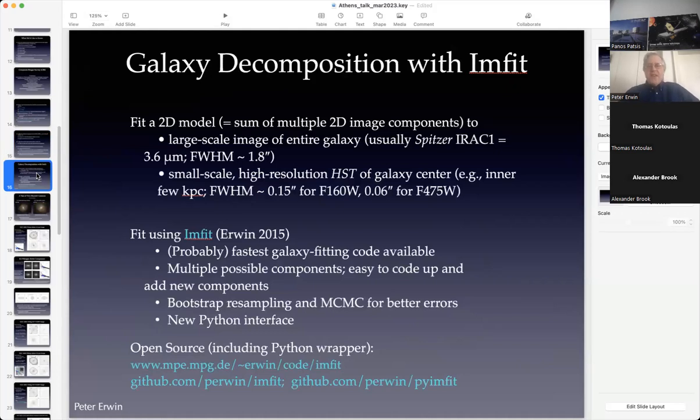One of the main things we're doing is image decompositions of the galaxies. We fit a 2D model to the large scale image of the entire galaxy, and then also to the high resolution HST image of the galaxy center. We do this using a code called IMFIT, which is, I think, the fastest code available. It allows you to have multiple components, multiple different centers. You can add new components. There's bootstrap resampling and Markov chain Monte Carlo if you want to get better errors. There's even a new Python interface. It's open source. I encourage you to check it out.